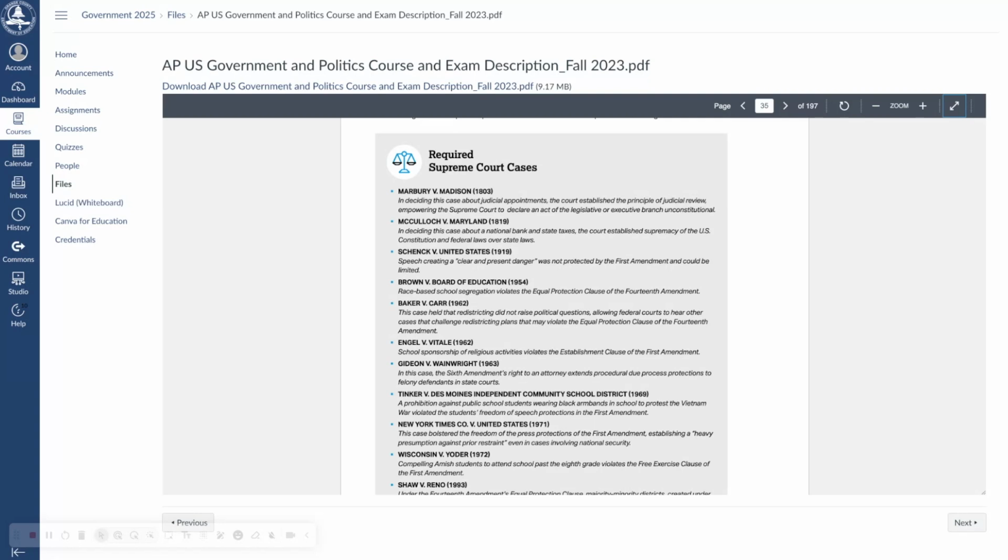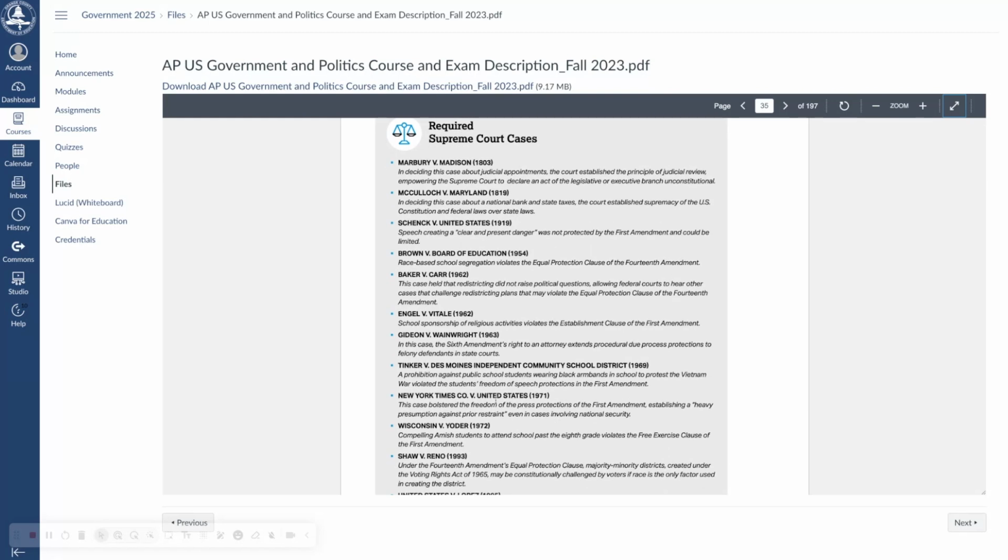Brown versus Board of Education, 1954. Race-based school segregation violates the Equal Protection Clause of the 14th Amendment. Baker versus Carr in 1962. This case held that redistricting did not raise political questions, allowing federal courts to hear other cases challenging redistricting plans that may violate the Equal Protection Clause of the 14th Amendment.